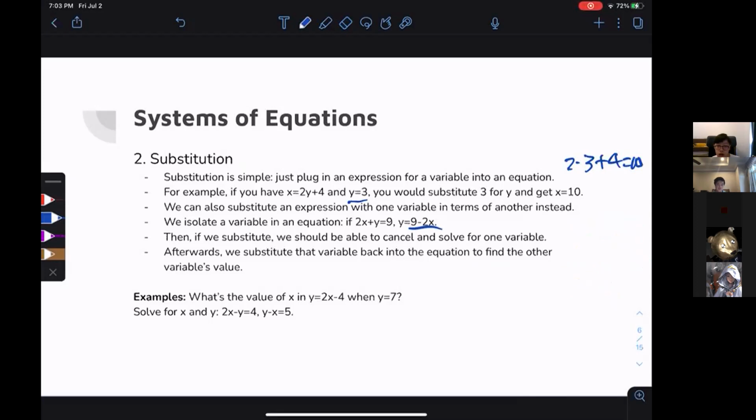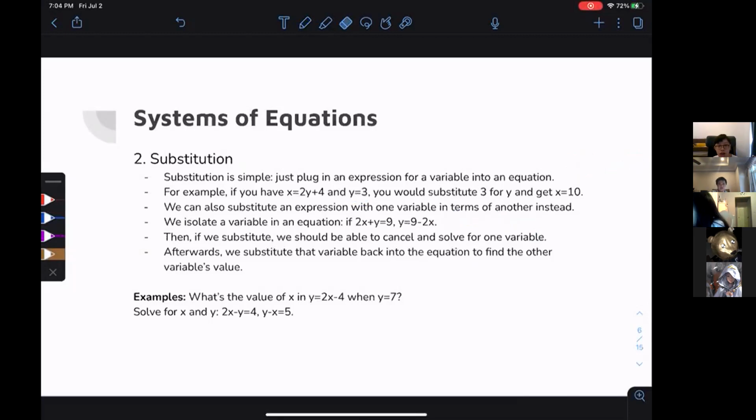Oftentimes, there's more than one choice for what to substitute, but just substitute the thing that's the most convenient. Try not to bring in fractions or a lot of nasty things. And then if you substitute, you solve for one variable, like I wrote on the side with this example, and then once you get x, you can just plug it back in here, and then you get y is equal to 1, I think, if you use that example. Anyways, yeah.